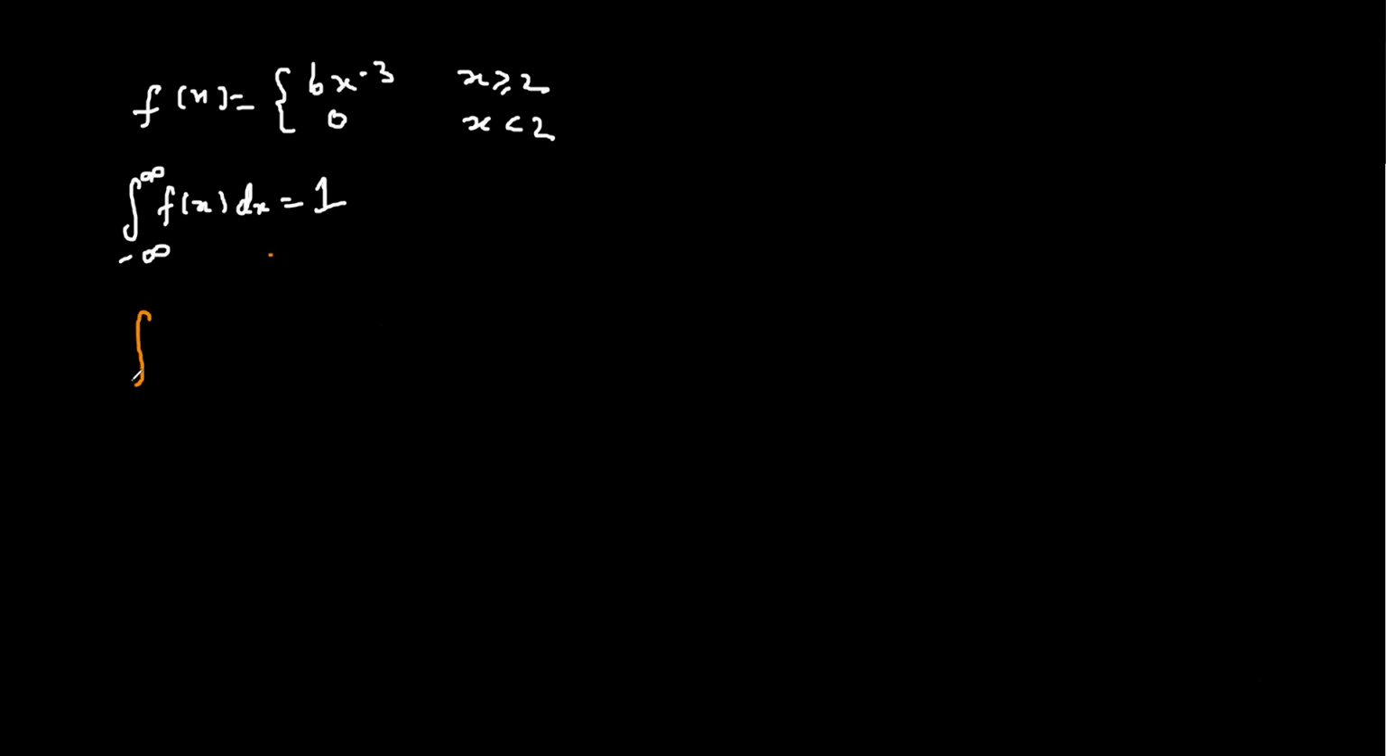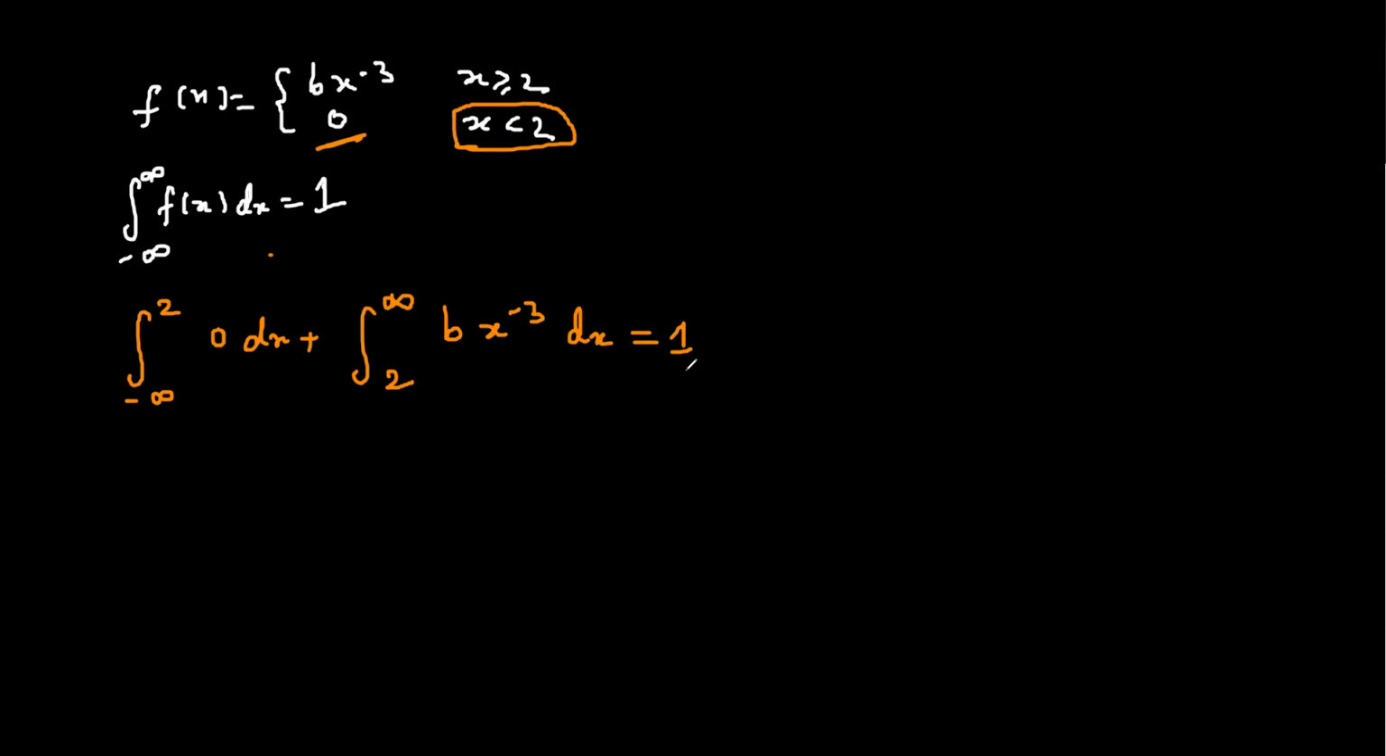Here we have either greater than 2 or less than 2. We don't have limits. This part is less than 2, which means from minus infinity to 2 it is 0. And this is greater than or equal to 2, which means from 2 to infinity the function applies. So the first part will be 0, no need to write.